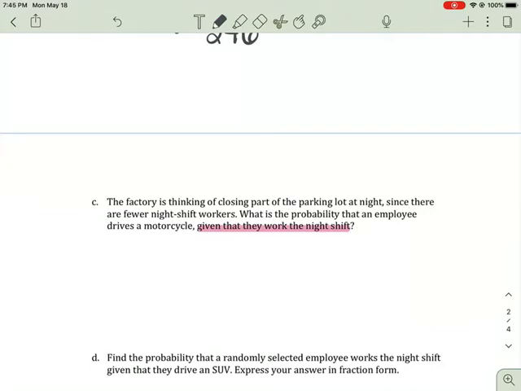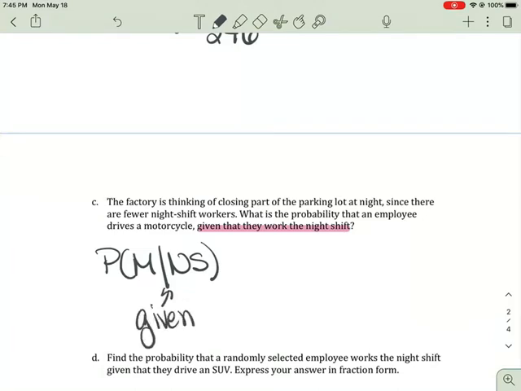Now I'm going to give you some notation. Please don't stress about the notation. So a probability that we drive a motorcycle given night shift. Okay, this vertical line in probability means given. So the given part always comes second. What we're interested in always comes first. And one of the ways, the little shortcut to help you with this, is that what's given is always going to be the denominator of your fraction.